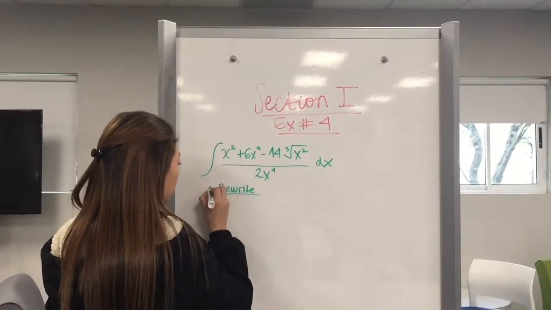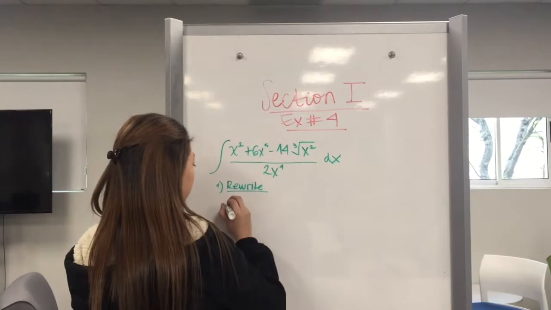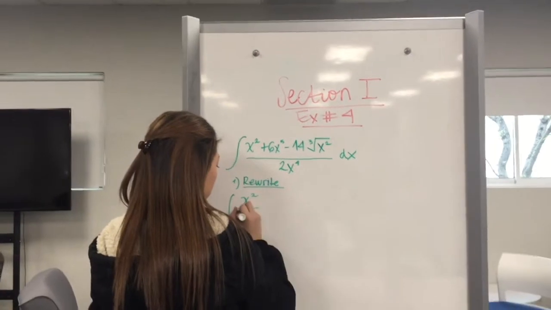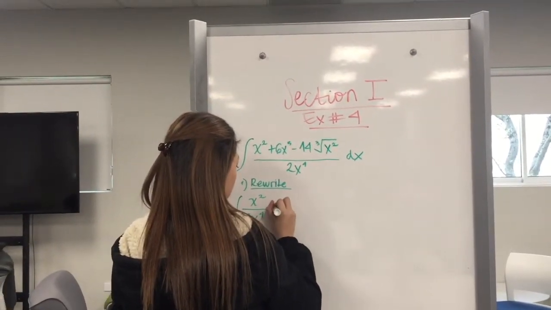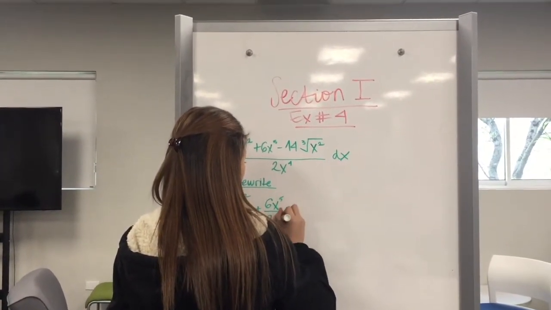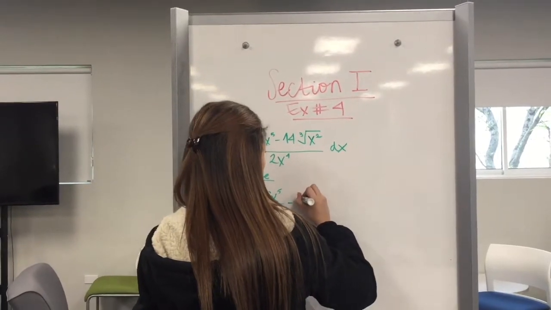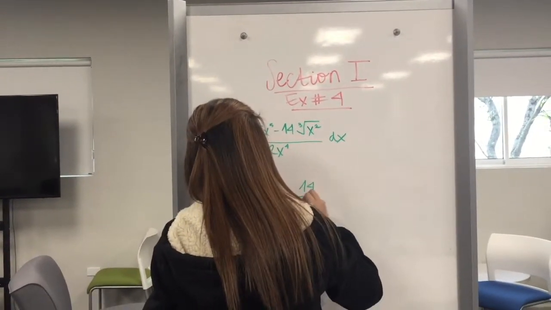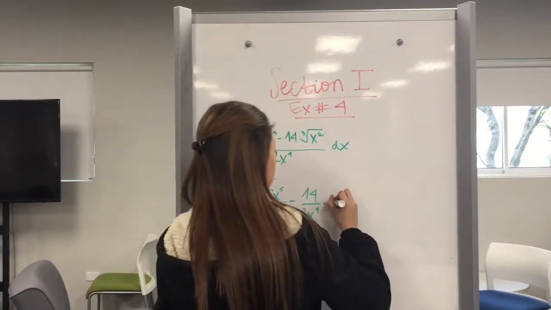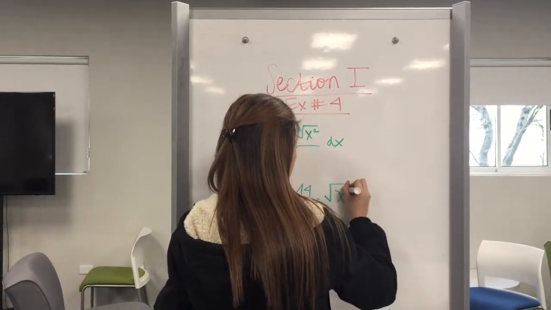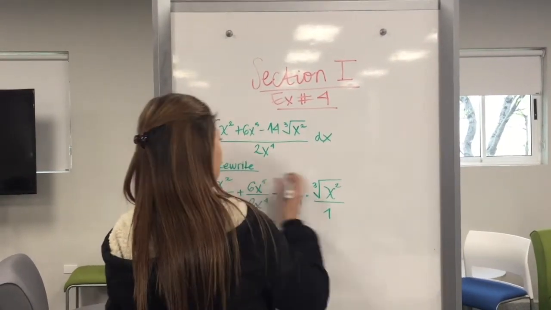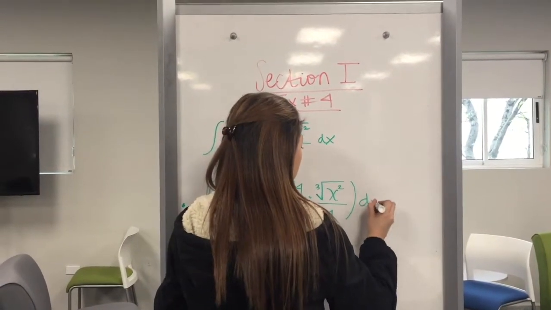Sign of integration, because we haven't begun to integrate: x squared over 2x raised to the fourth plus 6x raised to the fifth over 2x raised to the fourth minus 14 over 2x raised to the fourth by the cubic root of x squared over 1, because it's a multiplication. All of this by dx.